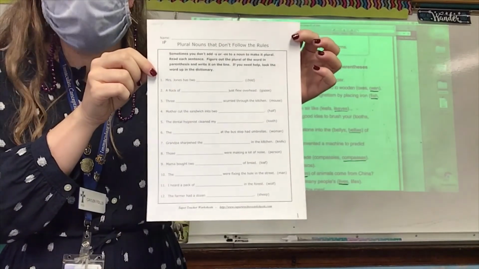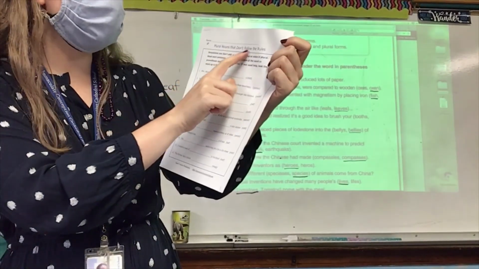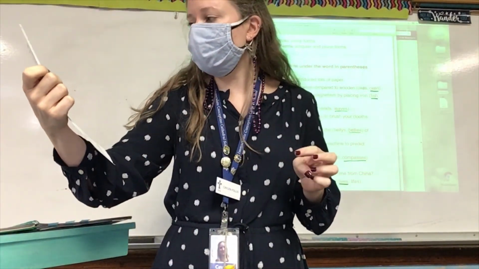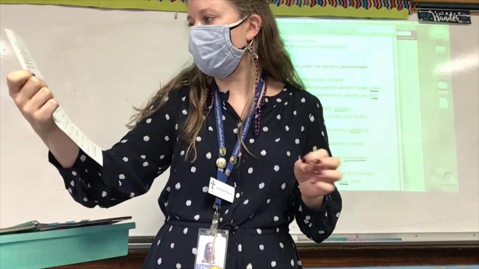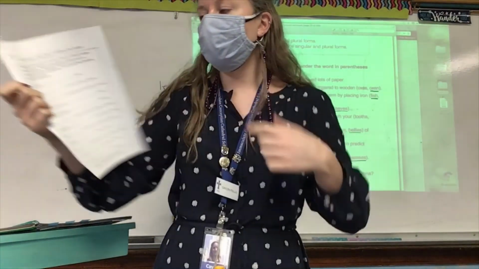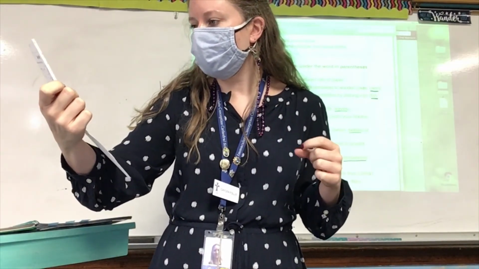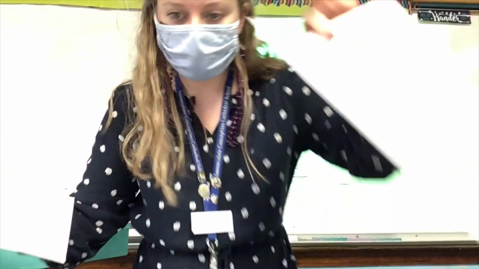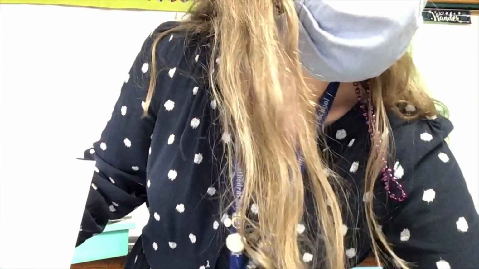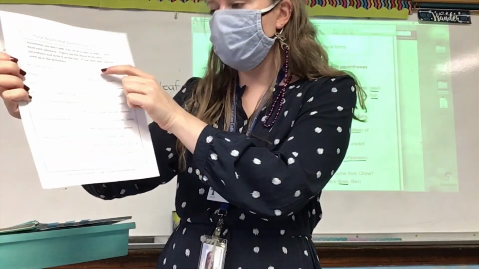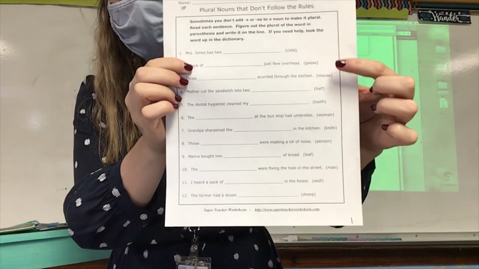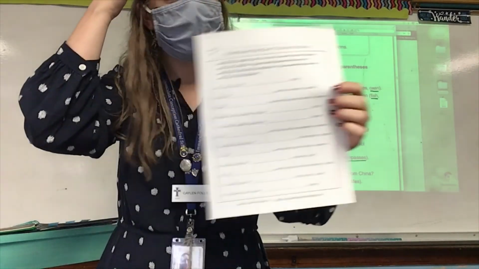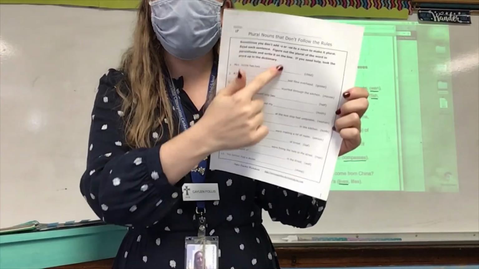Let's look at the front of the independent practice. Plural nouns that don't follow the rules, and it has page 1 down at the bottom. The directions say sometimes you don't add S or ES to a noun to make it plural. Read each sentence. Figure out the plural of the word in parentheses and write it on the line. If you need help, look up the word in the dictionary, or you have this and your notes where you can look it up. So there's a word in parentheses at the end. Does everybody see the words in parentheses at the end of the sentences? That's the singular form. You have to write the plural form.